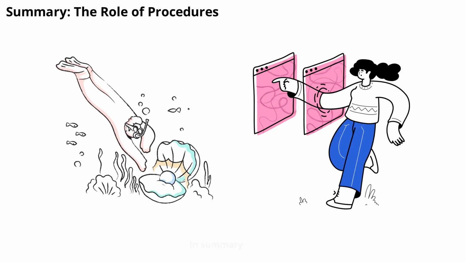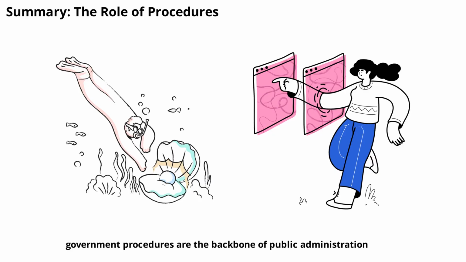In summary, government procedures are the backbone of public administration. They provide a roadmap for officials, protect citizens' rights, and ensure that government actions are legal, fair, and transparent. By understanding how procedures work, you can better navigate government systems and participate in the democratic process. Procedures may seem complex, but they play a vital role in making sure government serves the people effectively.